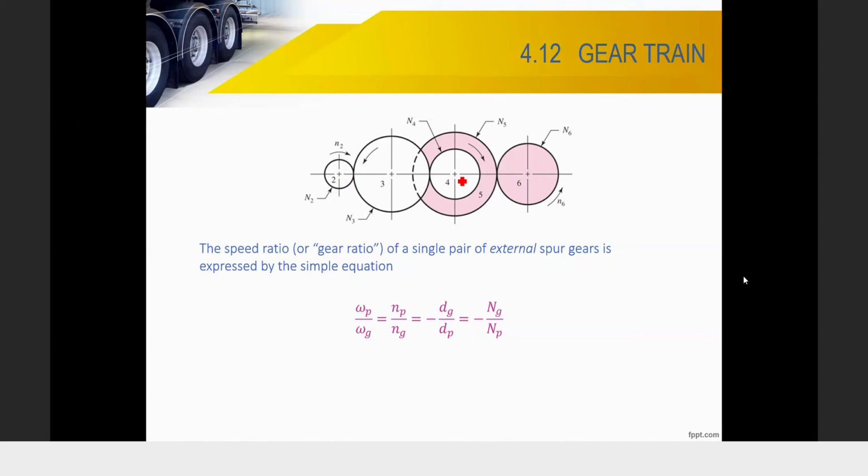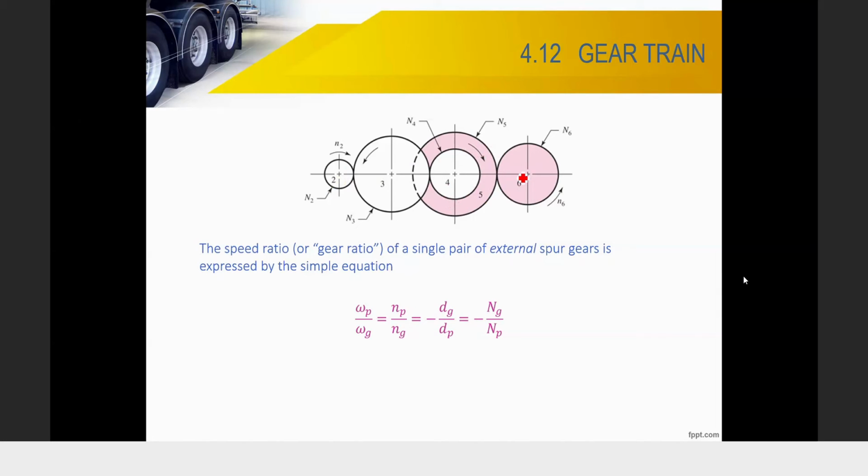Okay, shaft C, it means gear 4. This is gear 4, at the front. Gear 5 is at the back, on the same shaft. Gear 4 is driven by gear 3, but gear 4 does not drive gear 6. To drive gear 6 is gear 5 at the back on the same shaft. Do you see? Gear 5 drives gear 6.